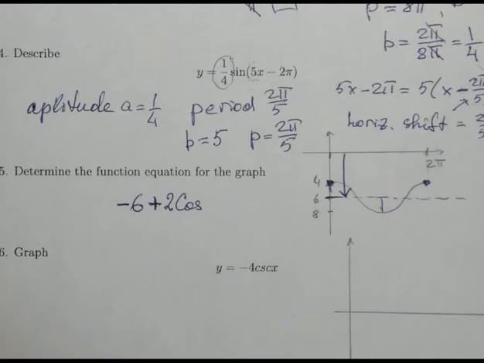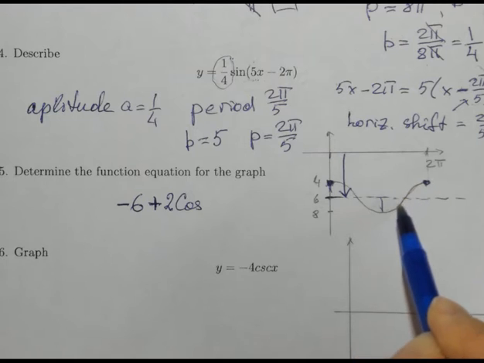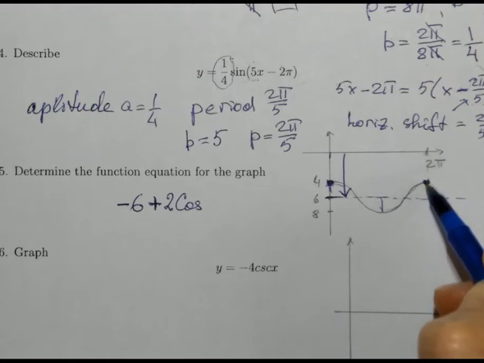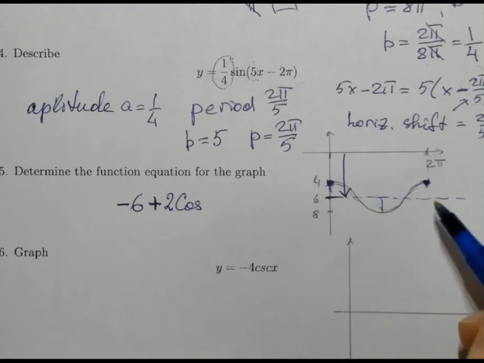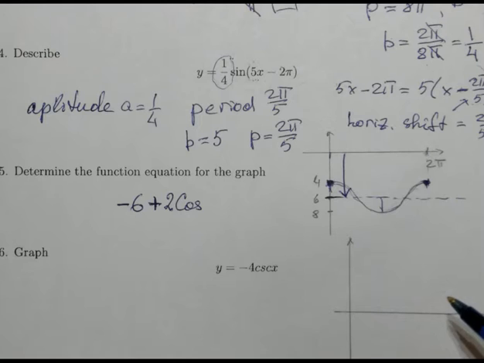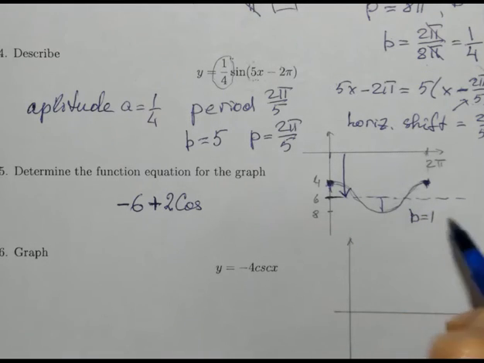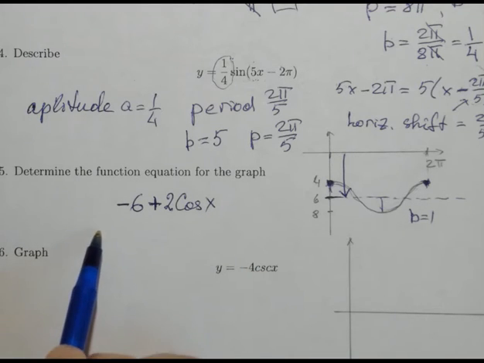And what about the period of the function? One complete cosine wave is 2 pi. One complete period is 2 pi. So this is a standard period. It means that b equals 1. It is just cosine x. The equation is minus 6 plus 2 cosine x.